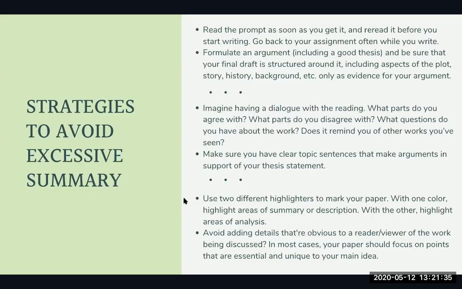This strategy is best for after you have your first draft finished. Use two different highlighters to mark your paper. One color is for highlighting areas of summary or description, and the other is for highlighting areas of analysis. So say, for example, you're using yellow for summary and green for analysis. If you notice that a lot of your paper is yellow, that means you have a lot of summary, and you have to take some of those pieces and turn them into analysis.